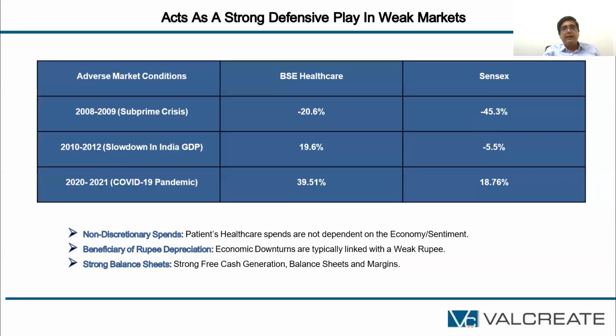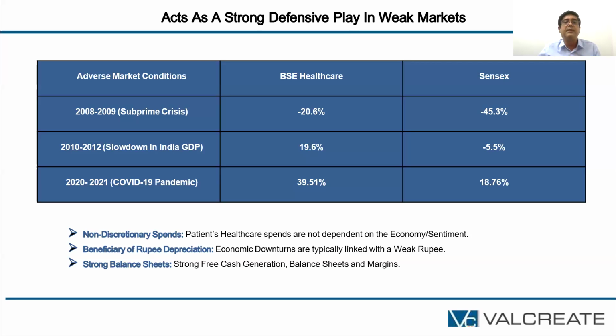Again, to highlight what happened during bad times. In 2008-9, there was a subprime crisis, and the Sensex went down 45%, whereas the BSE Healthcare Index had 20% negative returns. So you can see a sharp relative outperformance of about 25% in that year. Second, if you look at the period between 2010 and 2012, the healthcare sector did 20% return versus the Sensex at minus 5%. And obviously, we know what happened during COVID. In fact, during COVID, some of these companies actually went up 4-5 times when the market was crashing. Even our fund did 30% returns in a market which was down 30%.